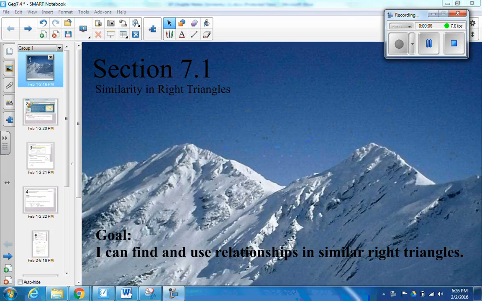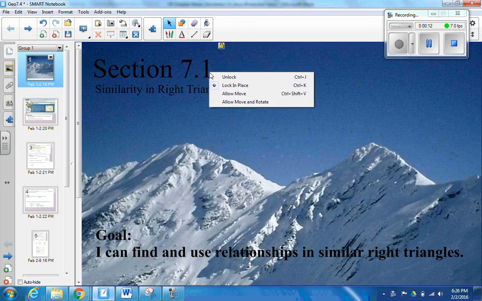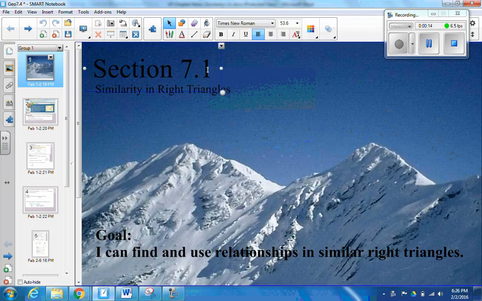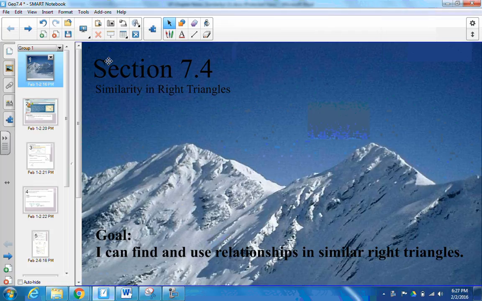We're continuing chapter 7 now, and actually, this should say 7.4. Not sure how that happened. But we are in section 7.4, and our whole chapter is about similarity. This is going to be particularly similarity in right triangles. So there's some interesting relationships that we deal with. And the goal is I can find and use relationships in similar right triangles.